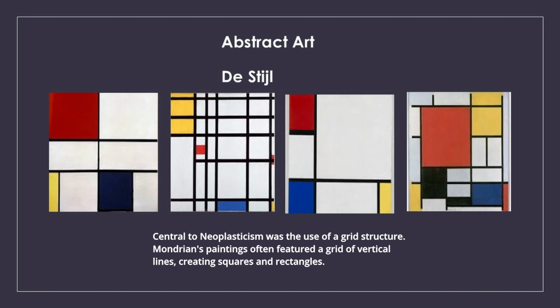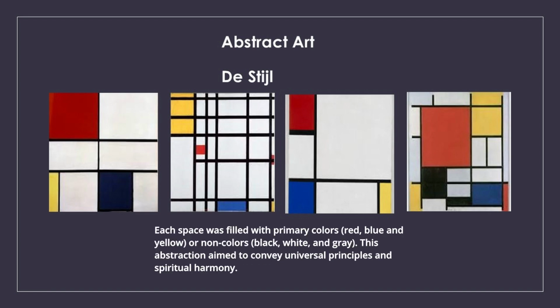Mondrian's paintings often featured a grid of vertical lines, creating squares and rectangles. Each space was filled with primary colors (red, blue, and yellow) or non-colors (black, white, and gray). This abstraction aimed to convey universal principles and spiritual harmony.